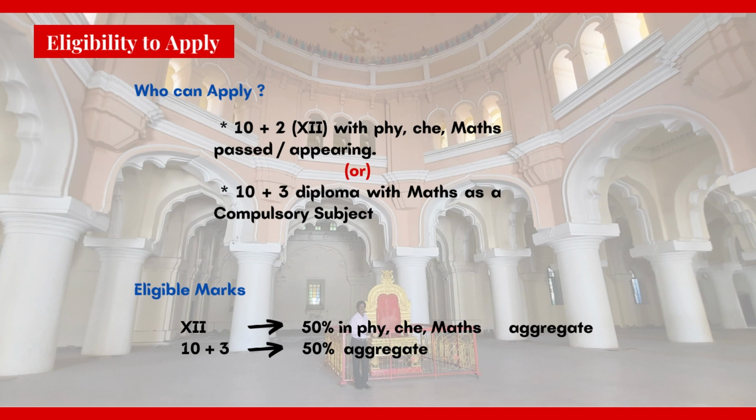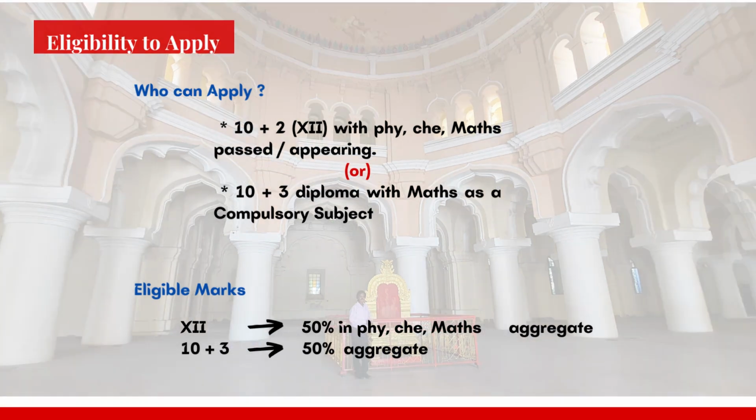The eligibility to apply for this examination, that is, who can apply: 10 plus 2, that is 12th, with physics, chemistry, maths, passed or appearing in this academic year, or 10 plus 3 diploma with maths as a compulsory subject. In 12th, minimum 50% in physics, chemistry, maths aggregate. In 10 plus 3 diploma, again 50% in aggregate. That is the minimum eligibility.